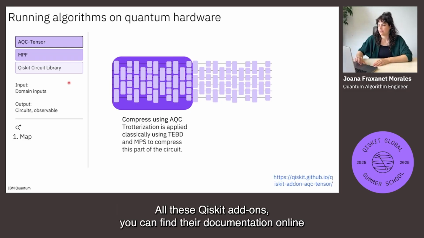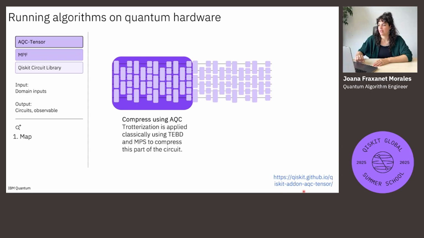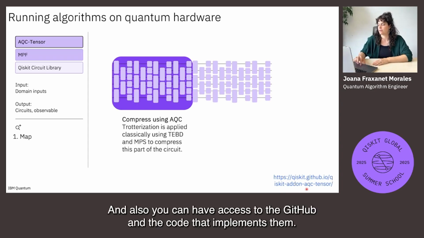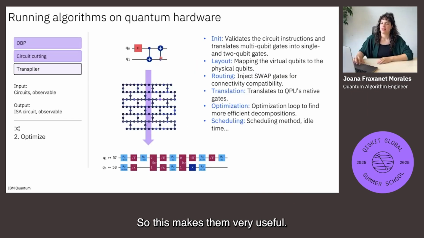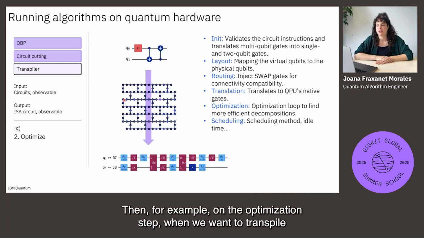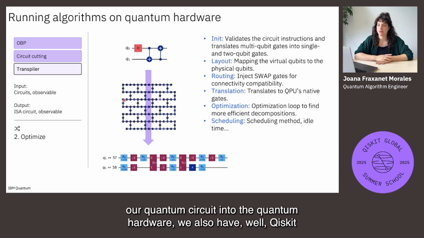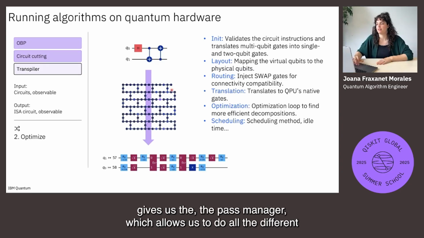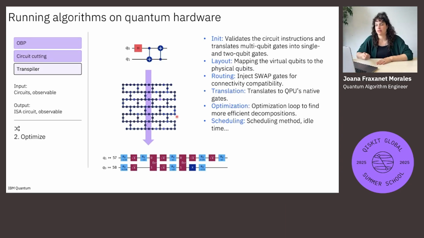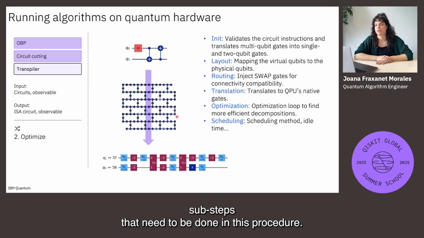All these Qiskit add-ons, you can find their documentation online, and they're ready to be implemented. And also you can have access to the GitHub and the code that implements them. So this makes them very useful. Then, for example, on the optimization step, when we want to transpile our quantum circuits into the quantum hardware, Qiskit also gives us the pass manager, which allows us to do all the different sub-steps that need to be done in this procedure.